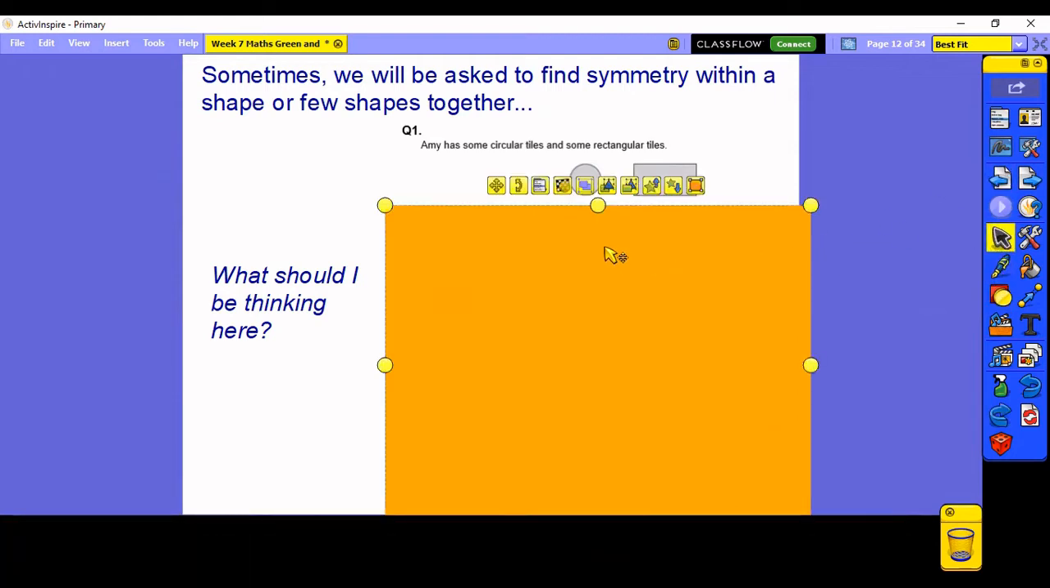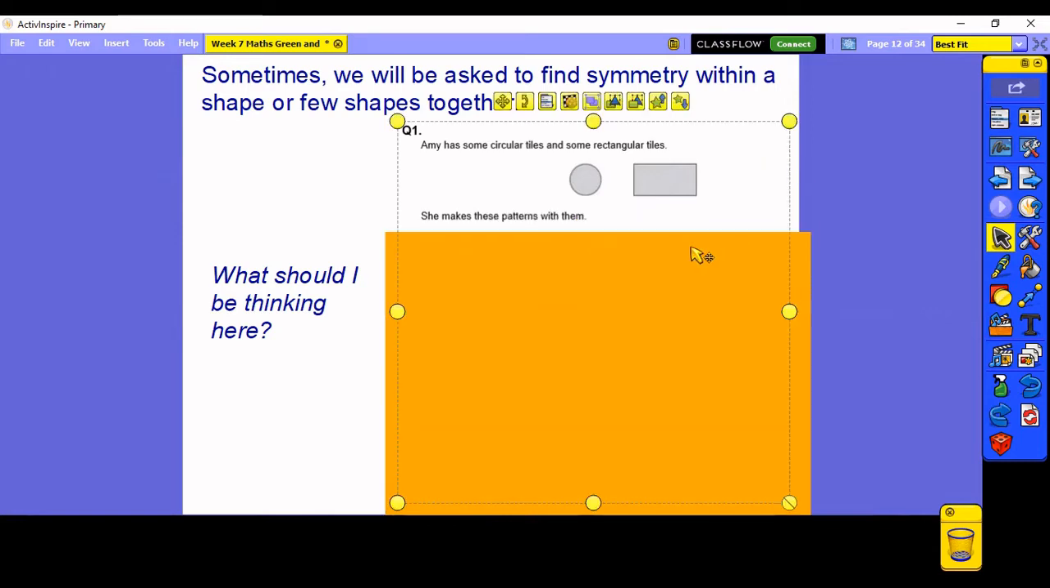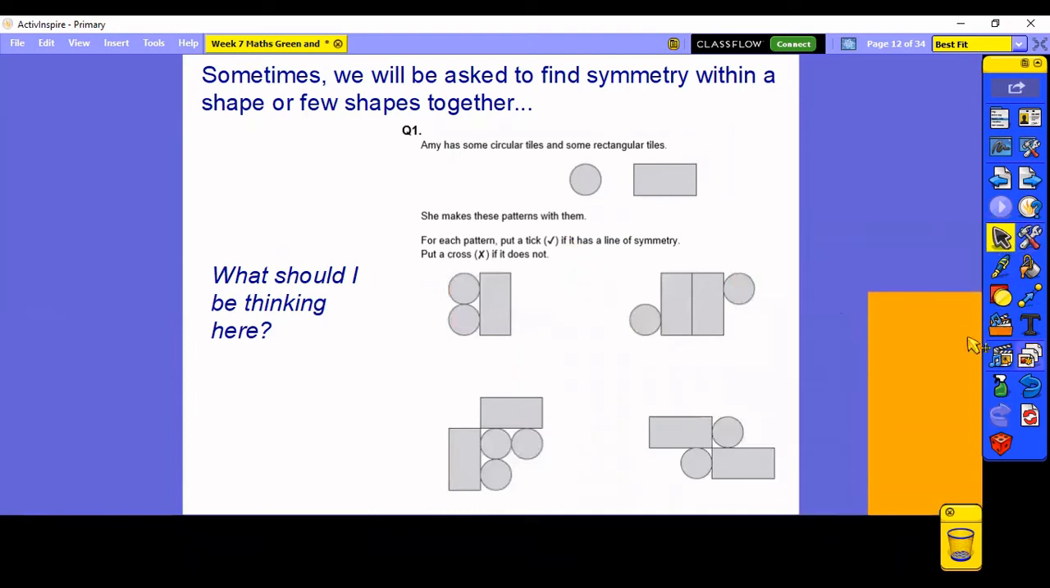So we've already established what she's going to be using in her pattern for her tiling. And the first part of the question asks us to think about the fact that she's going to make some patterns with them. So we are looking at the pattern she's going to be creating, and we're going to look and see whether they have a line of symmetry or they do not. So we should be thinking about, do they have a line of symmetry? And there's lots of things that we should be thinking about as we investigate these patterns. So if we have a look at the ones here, the first thing we need to be thinking and establishing is that the line of symmetry might not be an obvious one.